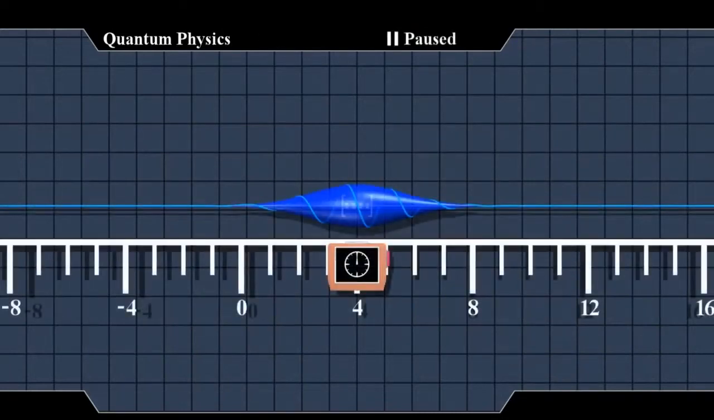The measurement made the wave function collapse. Afterwards, the function continues to evolve smoothly according to the Schrödinger equation. But since it's different now, it will evolve differently as well.